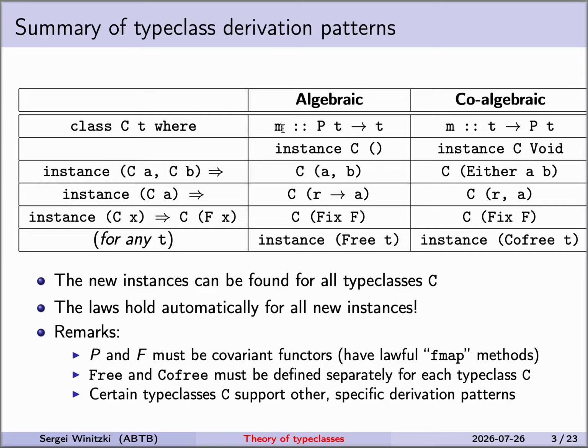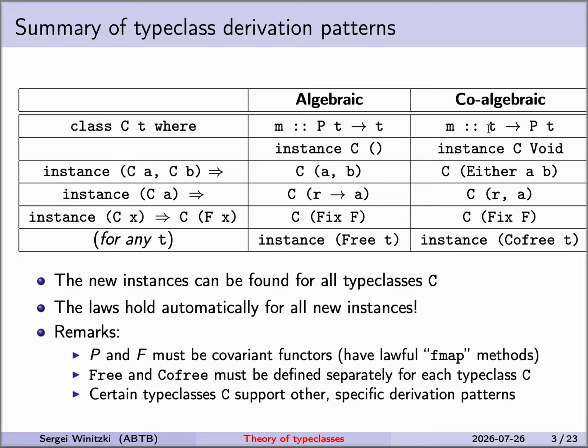Now, if you have a type class of this sort, then the unit type is always an instance. And if you have a type class of this sort, then the void type is always an instance. And then there are derivation patterns that are like this. So if A and B are types that belong to the type class C, then the pair of A and B, or the product type in the language of type theory, is also an instance.